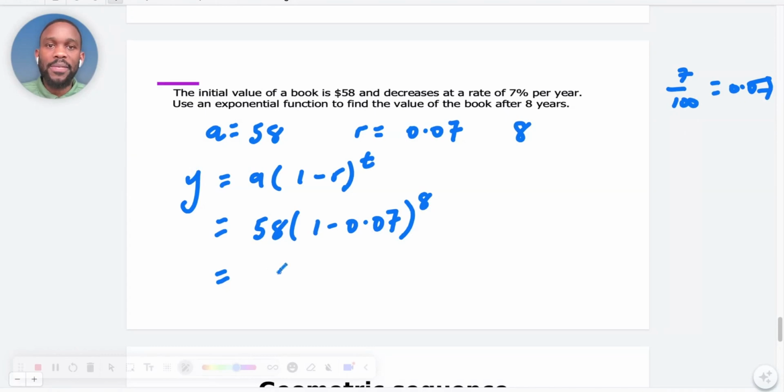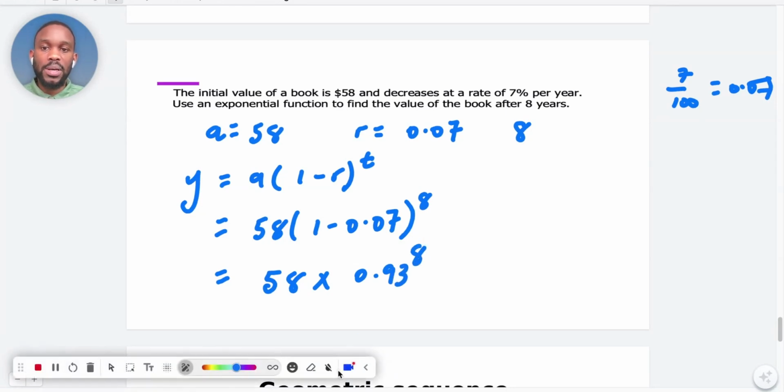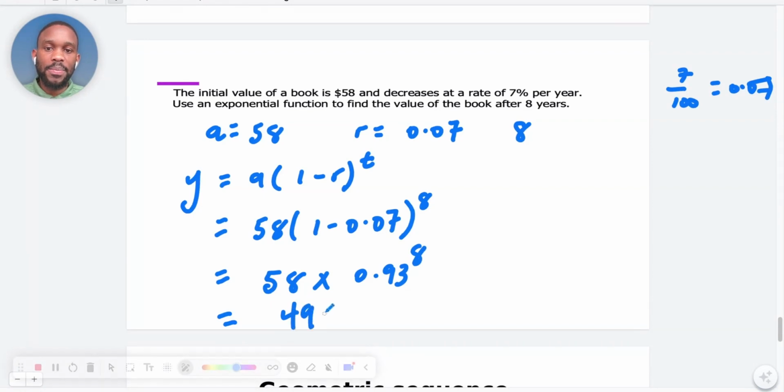And this will be 58 times, all these parentheses will give you 0.93 exponent of 8. The cost of this book will be $49.3. So it will have lost value.